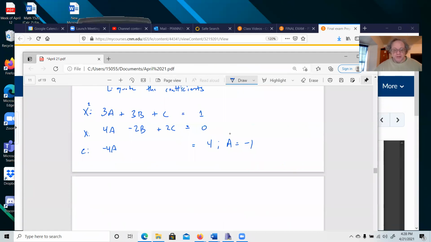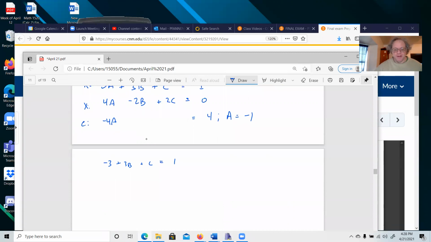So what we're going to do is we're going to say this is negative 3 plus 3b plus c. I took this first one and just put negative 1 in for a. Okay, we have negative 4 minus 2b plus 2c is equal to 0. So what we have is 3b plus c is equal to 4, and then over here we have negative 2b plus 2c is equal to 4.